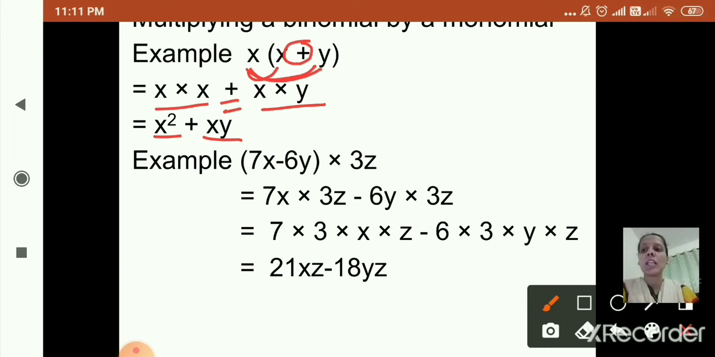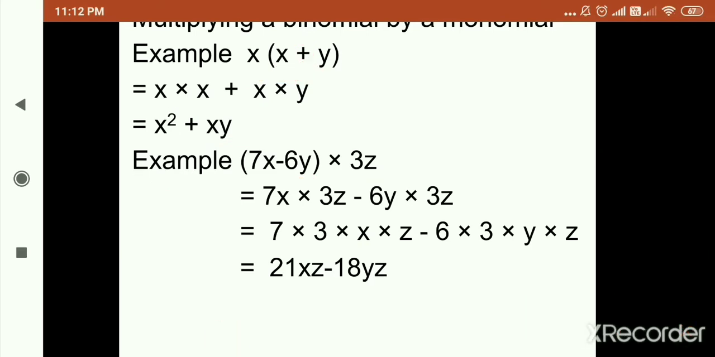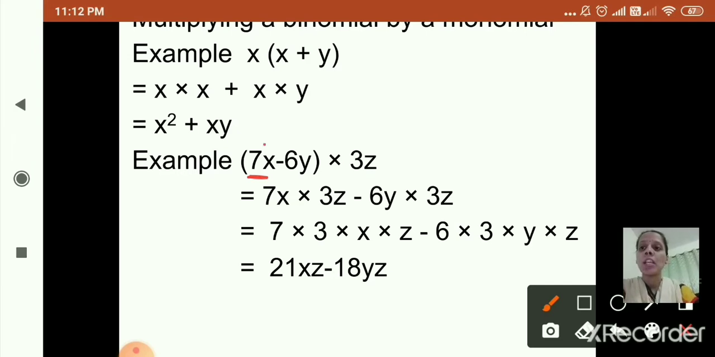Now we will see the second example: 7x minus 6y multiply by 3z. This is a binomial expression as it is having two terms, and this is a monomial. So we will multiply this binomial by a monomial. Again the same: 7x multiply by 3z, as you can see here, and in between which sign is there? Minus sign, that we will write down here. Then 6y multiply by 3z.